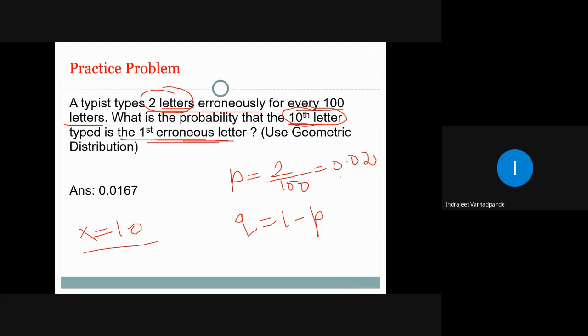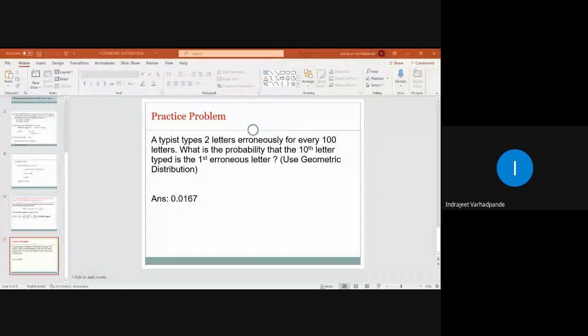p is equal to 2 upon 100, which is 0.02. q is equal to 1 minus p. The formula is: the probability for x equal to r is p into q to the power r minus 1. So using this, we will find the answer, and that will give us the solution for the given problem of geometric distribution.